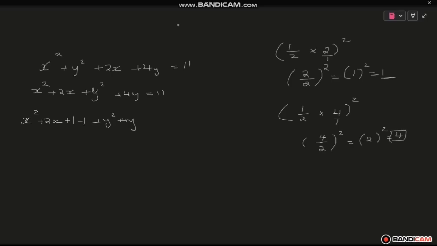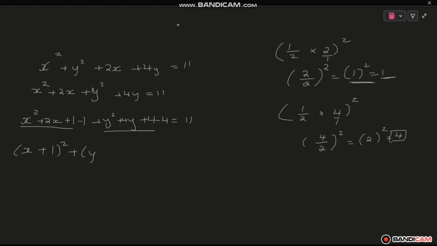Then that 4 we're going to add it and subtract it, equal to 11. Then as you can see, we have the first trinomial here and the second trinomial. Therefore we write x, then before the answer, you take whatever step that you have there. It is x plus 1 squared, then plus y.